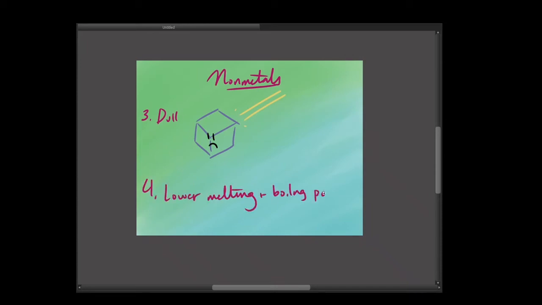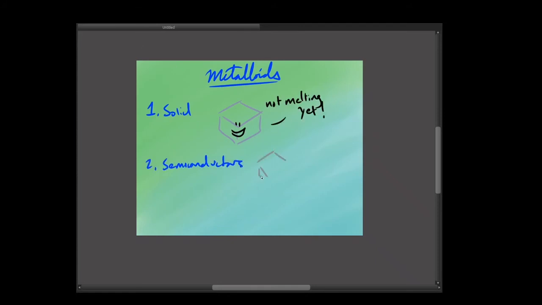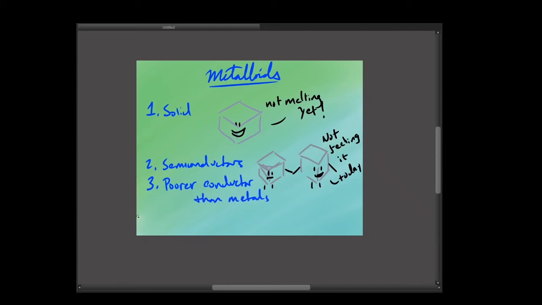Finally, we'll discuss the properties of metalloids. Metalloids are the elements whose properties characterize both metals and nonmetals, i.e., metalloids are those elements which have the properties of both metals and nonmetals. The properties of metalloids are: they are solid at room temperature. Some of them act as semiconductors, meaning they conduct electricity under certain conditions. They are poorer conductors of heat and electricity than metals.